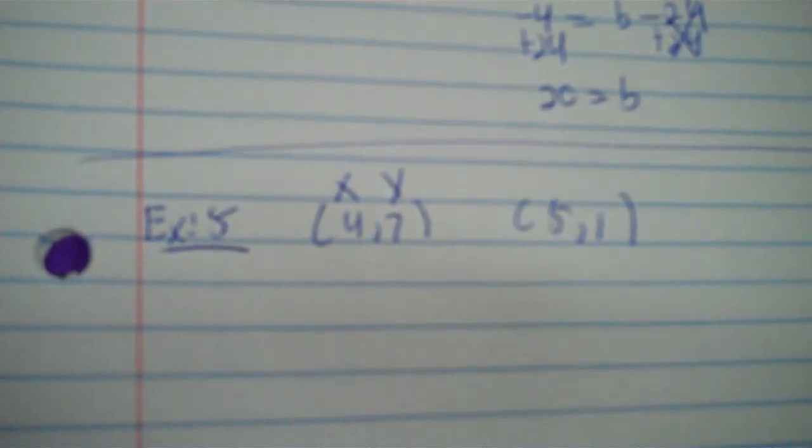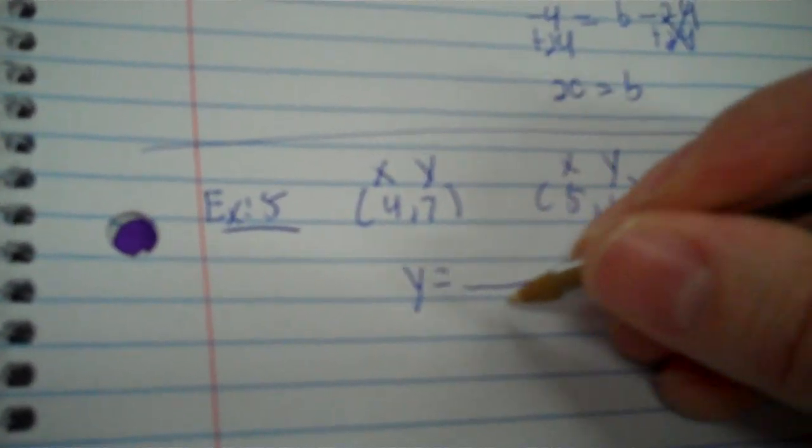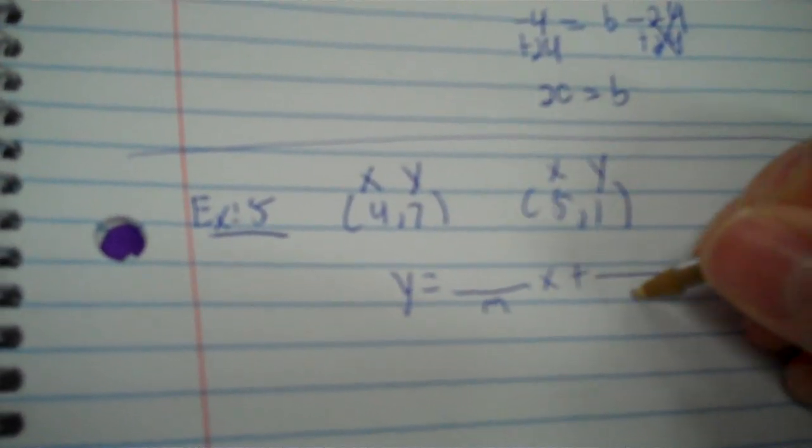Okay, example 5, we're doing the same thing, but now it says write an equation of a line that passes through the 2 points. So in this equation, if I put 4 in for x, then y equals 7. If I put 5 in for x, y equals 1. There's just one extra thing we have to do here.